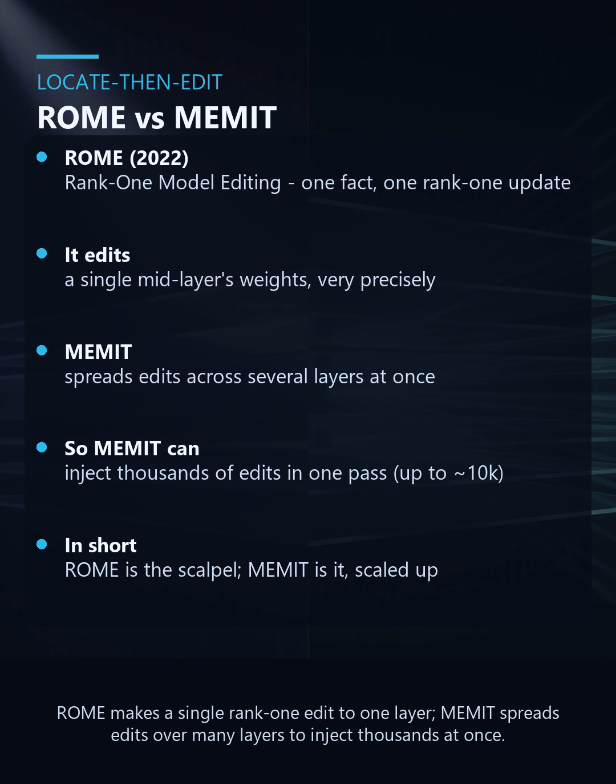The most famous locate then edit methods are ROME and MEMIT, from 2022. ROME, short for Rank-One Model Editing, inserts one fact by making a single rank-one update to one mid-layer's weights. MEMIT extends this to spread edits across several layers at once, so instead of one fact at a time it can inject thousands of edits in a single pass. The authors demonstrate up to 10,000. ROME is the scalpel, MEMIT is the same idea, scaled up.